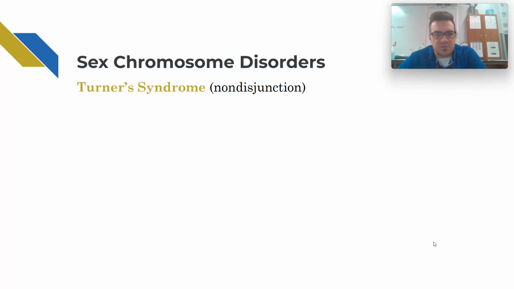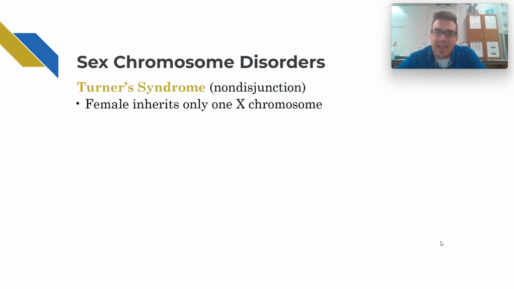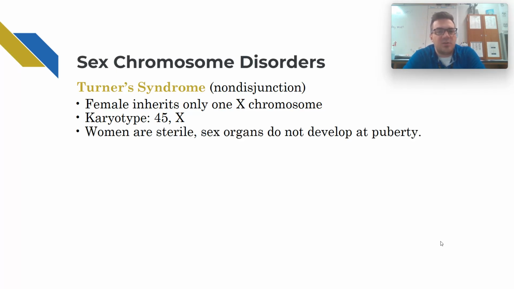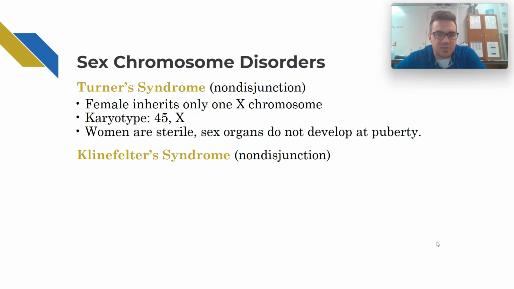All right. Now, in addition to the autosomal trisomies we discussed, where you have an extra autosome like autosome 13, 18, or 21, there are also sex chromosome disorders. These can happen when you have a non-disjunction event resulting in an extra or missing sex chromosome. So Turner syndrome is an example where a female inherits only one X chromosome. So their karyotype is actually 45X. So instead of 46, the normal number, they have one fewer, and they only have one X chromosome. These women are usually sterile, as their sex organs do not develop at puberty like they should. And there are a variety of other symptoms as well for Turner syndrome.